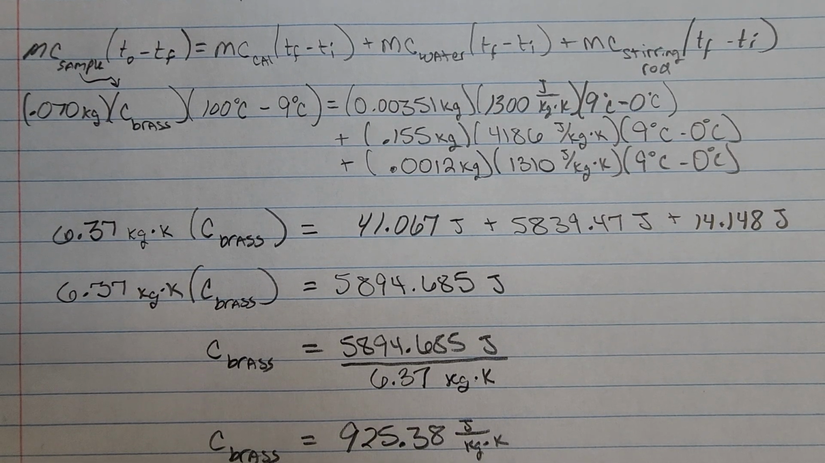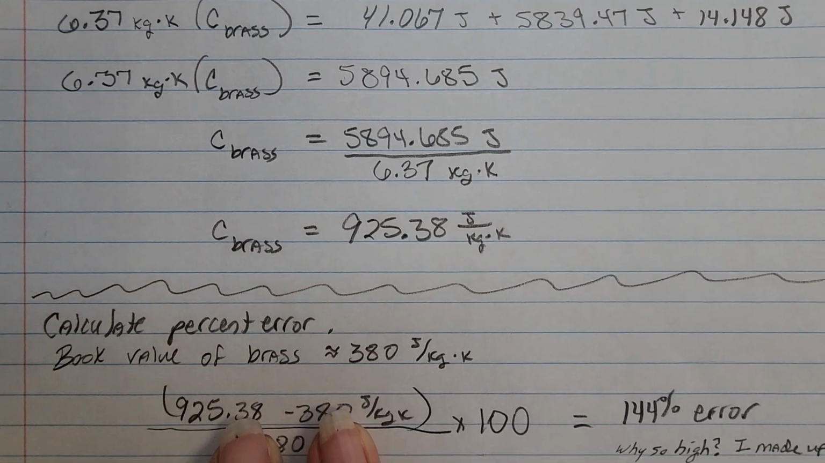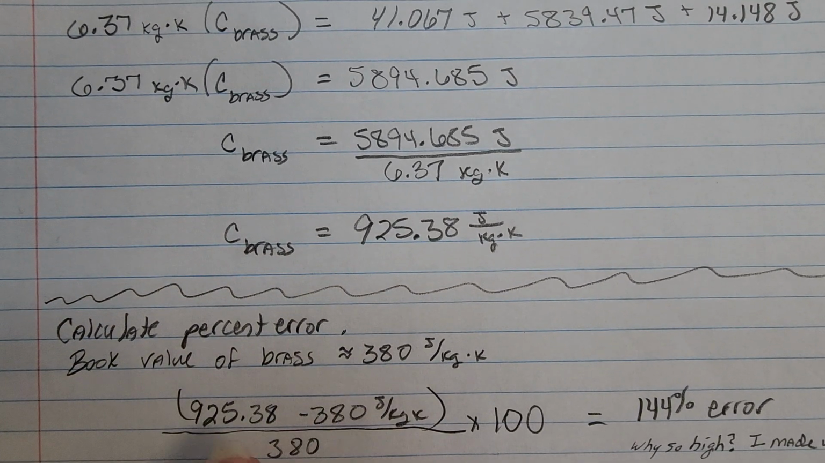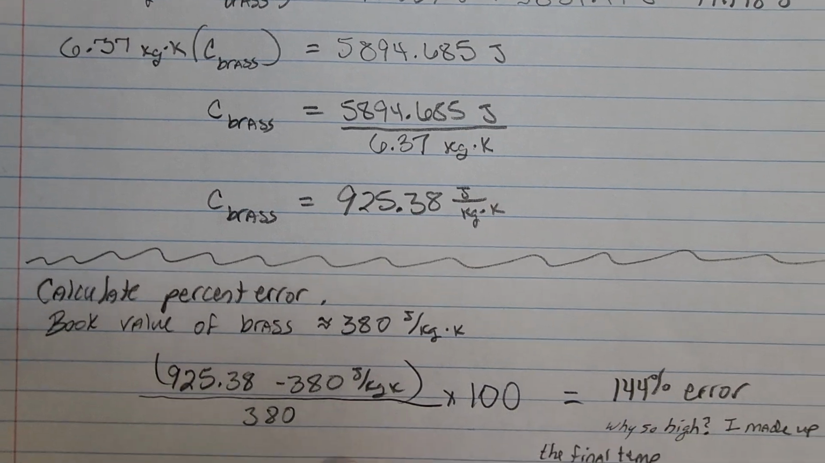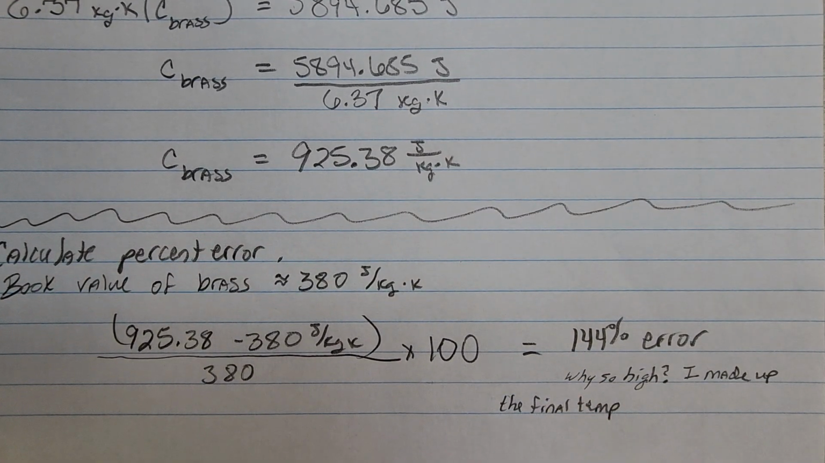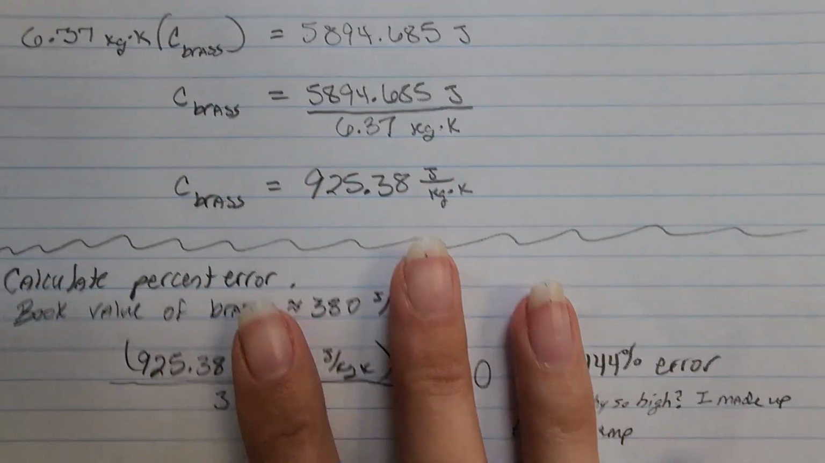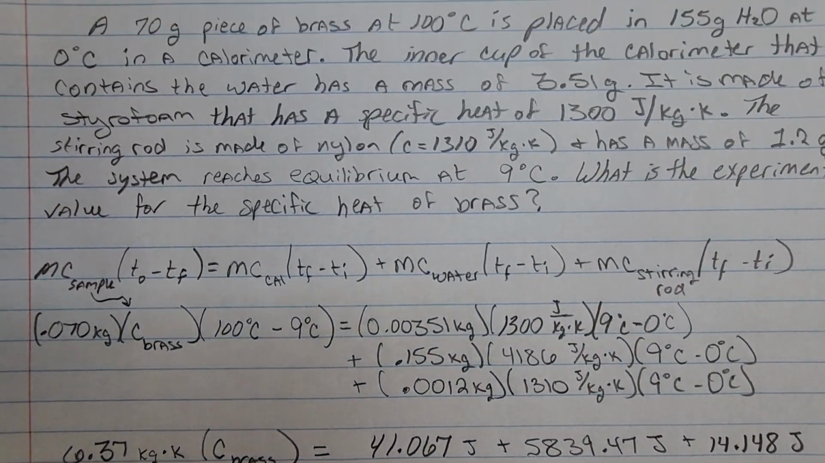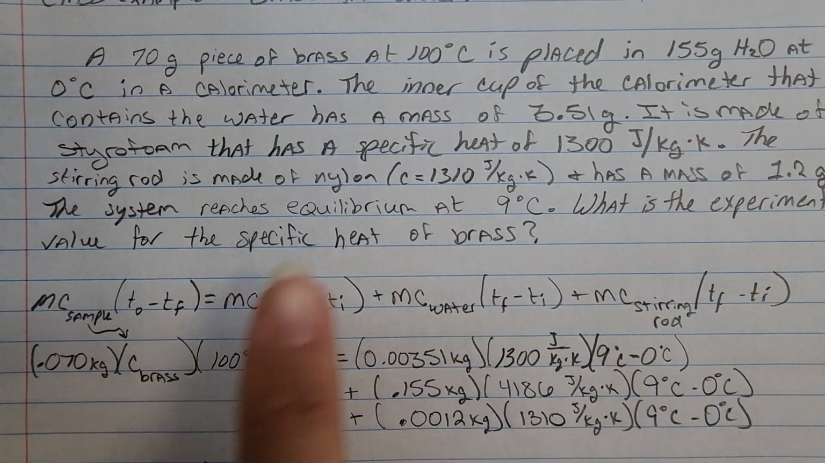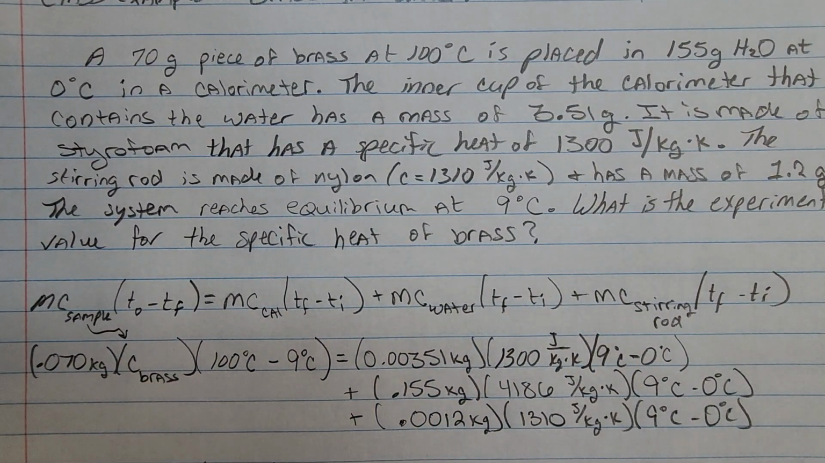We will compare that to the book value of brass, which is 380. We have a huge percent error here, 144%. Why? Well, because I made up this problem and I made up the final temperature. But that is how you solve for the specific heat using this algebra. All right, good luck. Happy physicsing.